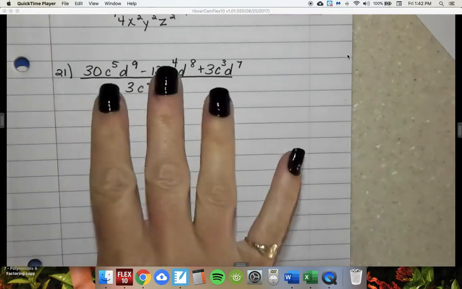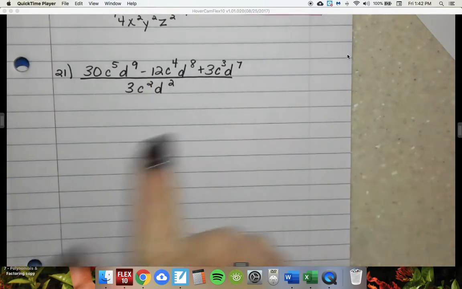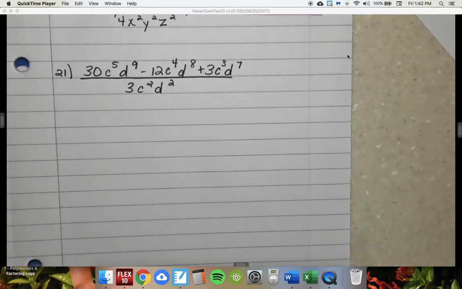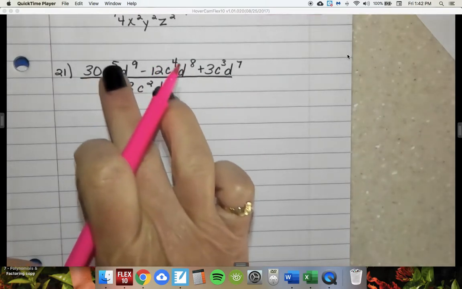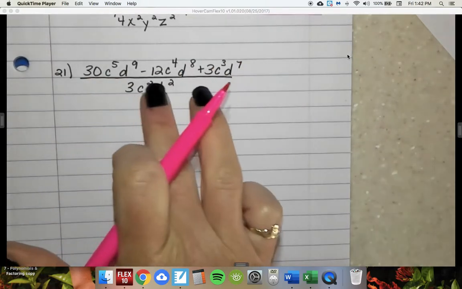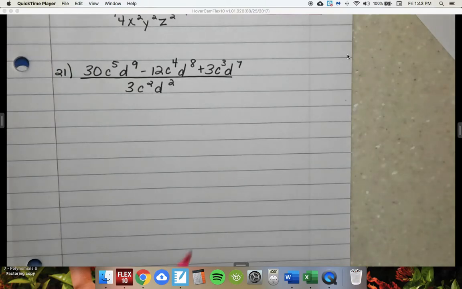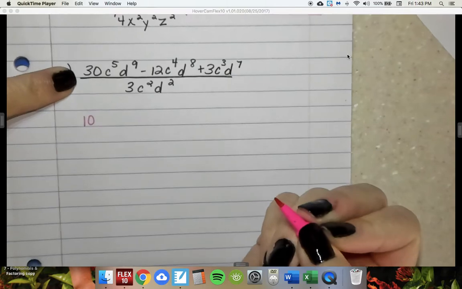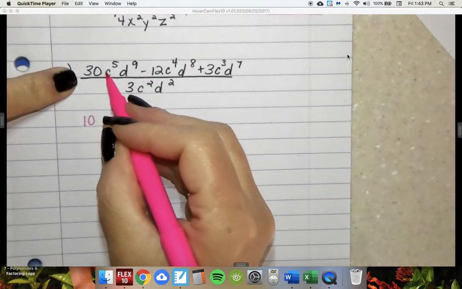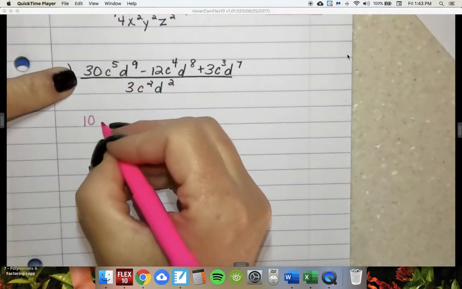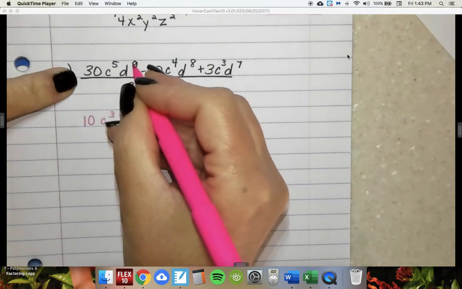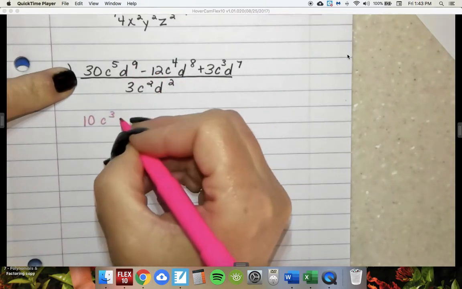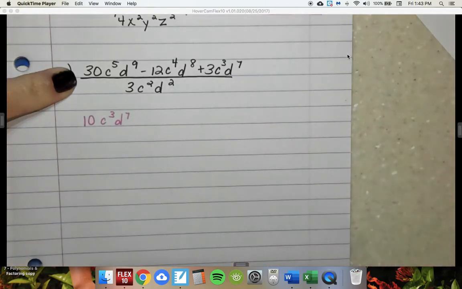I might have to put my answer to all this down below. I'm not sure I've got enough room over there, okay? Okay, so we're going to divide here, and then here, and then here. So 3 separate pieces. 30 divided by 3 is 10. And C5, C2 is C3. D9, D2 is D7. First piece done.